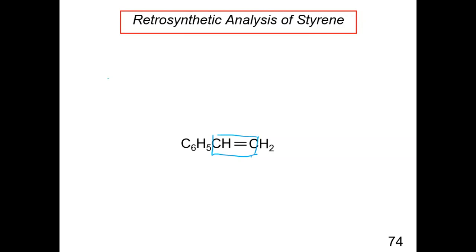So what are the four substituents on the double bond? There is a phenyl group, C6H5 phenyl group, and the hydrogen. These two groups on the left, and the two hydrogens on the right. Okay, so these are the four groups.